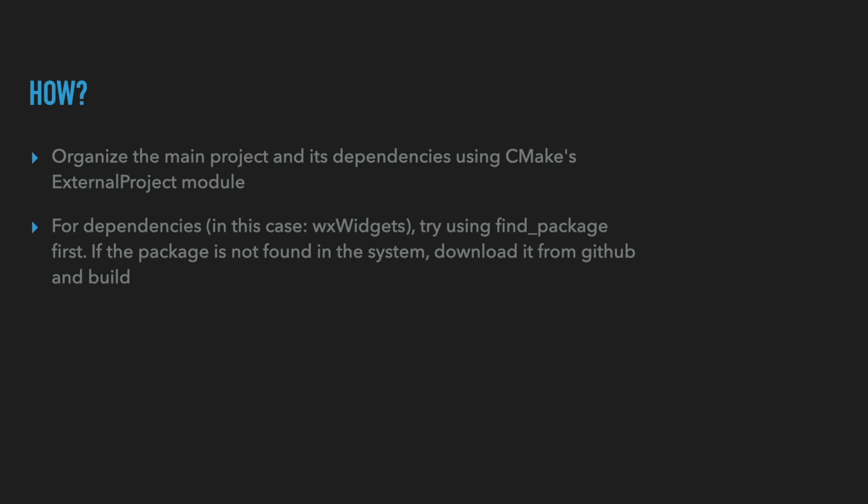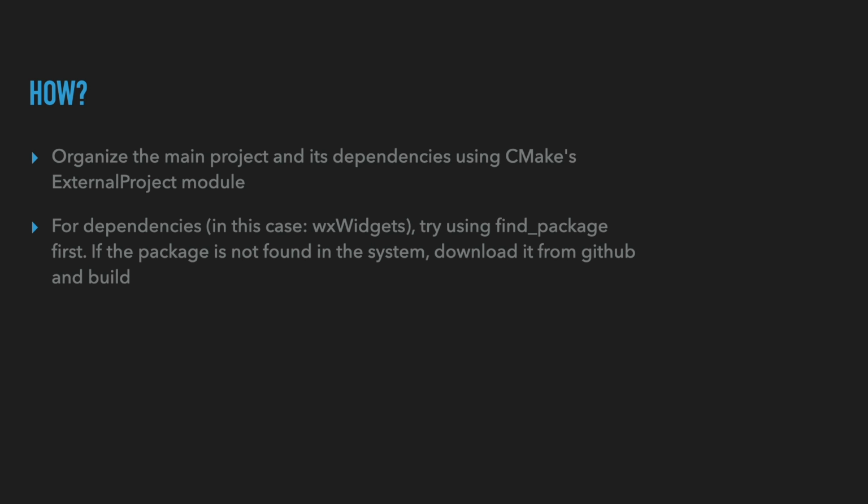So how exactly will we achieve this? We'll have to organize the main project and its dependencies using CMake's external project module. This is the super build pattern that I mentioned before, and we'll be diving deeper into it when I show the code for that. And for dependencies, in this case wxWidgets, we'll try finding the package first.